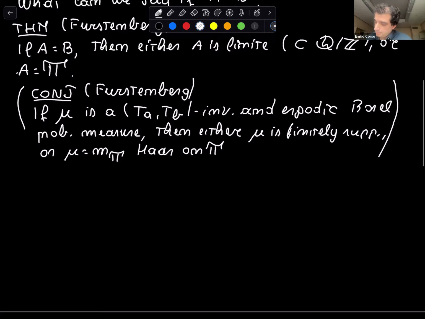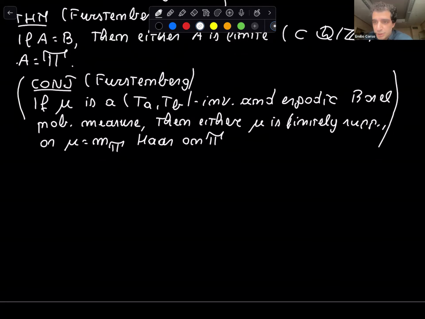And the best progress towards this conjecture is perhaps the Rudolph-Johnson theorem, which proves the conjecture under the assumption that mu has positive entropy under one of the maps of the semigroup generated by times A and times B, in which case, if there is this positive entropy assumption, then the measure has to be necessarily Haar.